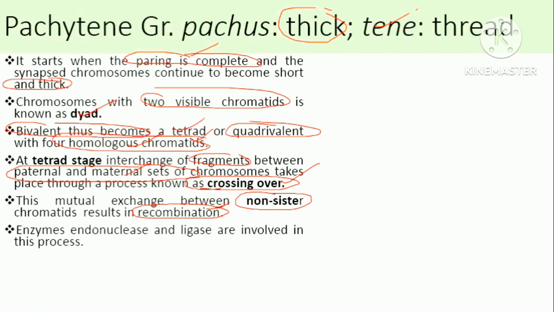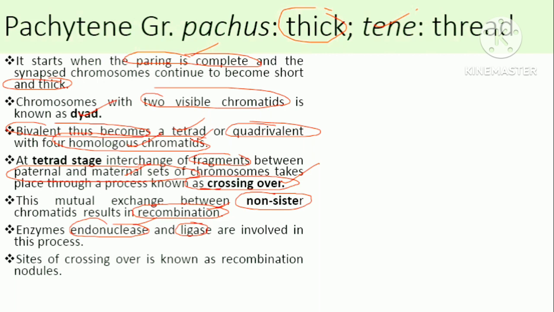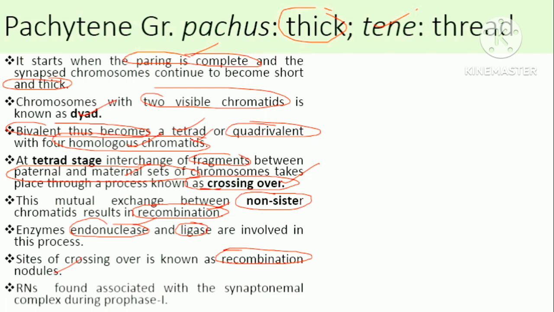Enzymes involved in this process are endonucleases and ligases. Endonuclease helps in breakdown of the chromosome, and ligase helps in joining of these fragments. So these 2 enzymes are involved in this process. Sites of crossing over, where the crossing over starts, are known as recombination nodules. And these recombination nodules are found associated with the synaptonemal complex during prophase 1. और ये जो recombination nodules हैं, they are always associated with this complex which is known as the synaptonemal complex that helps in formation of the synapsis.